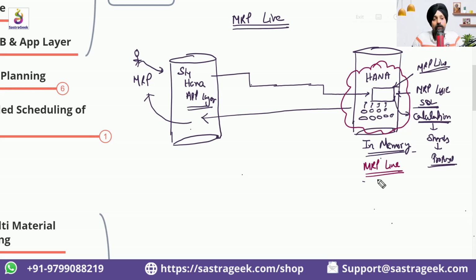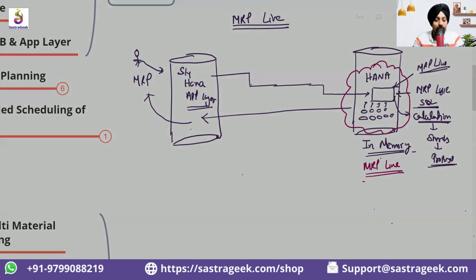Rather than running MRP Live once a day, you can now run it three times a day, or in every shift. So that kind of capability you will be able to see. Is that clear, how MRP Live does things faster?